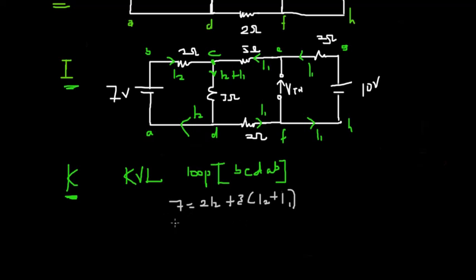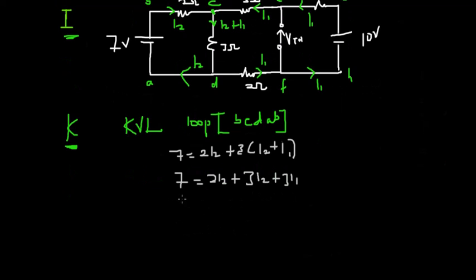Let's further simplify this. We have 7 equals 2I2 plus 3I2 plus 3I1. By simplifying further, 7 equals 5I2 plus 3I1. This is equation 1.